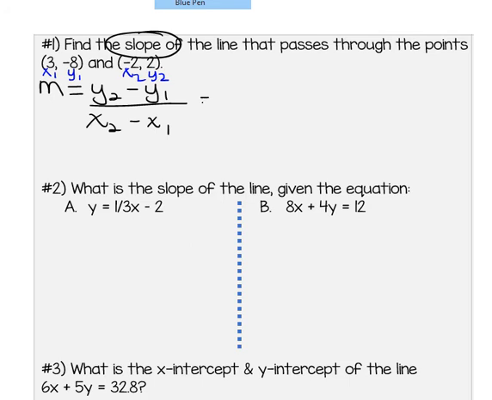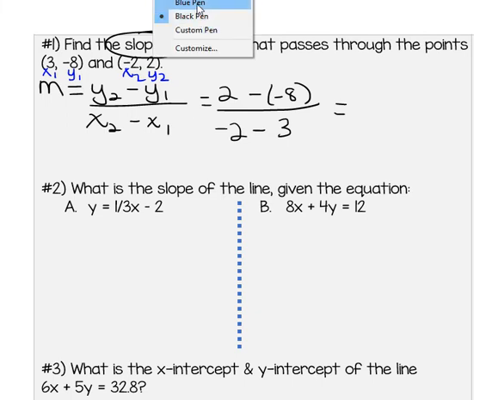After I've done that, I'm going to plug in or substitute in each of those values. So y2 is 2 minus my y1, which was -8. I'm going to put it in parentheses just so I don't forget any negatives later. My x2 is -2, and then my x1 is 3. So I've substituted those values in, and now we can simplify.